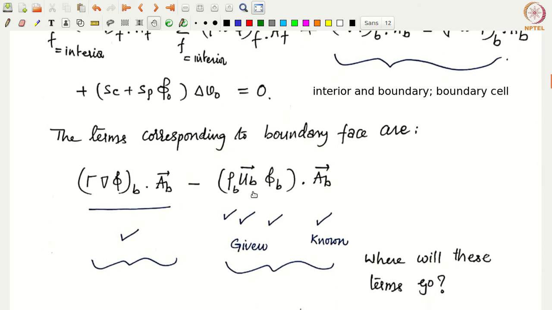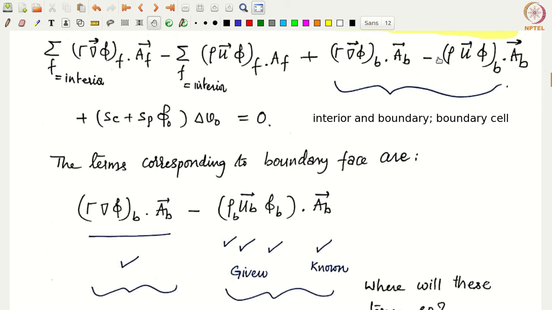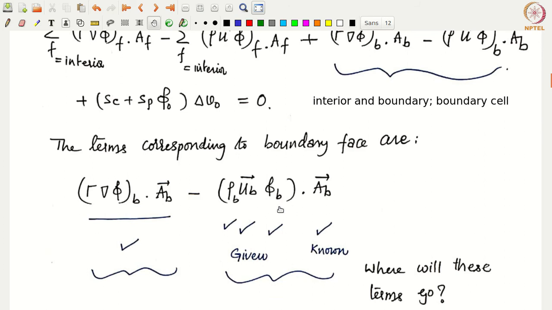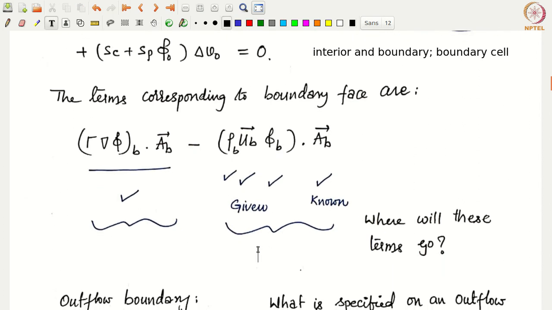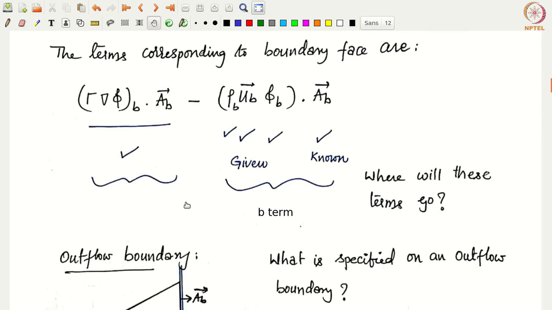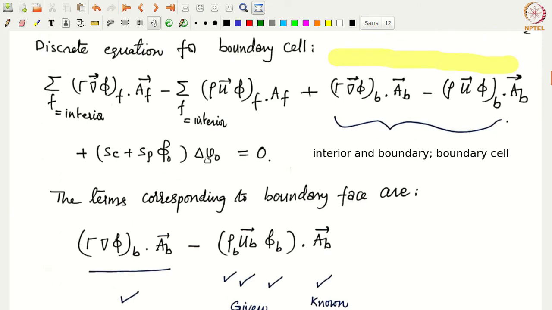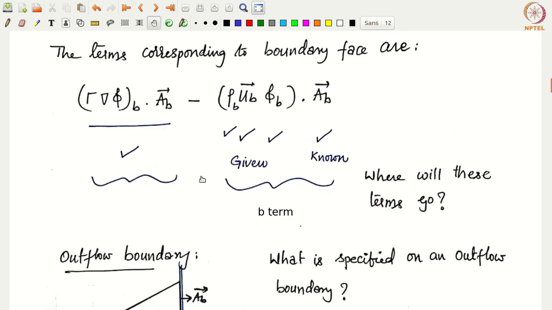Now what about the other term? Rho u b bar phi b dot ab bar, in which rho b, the density at the boundary, is known, velocity is known, phi is known, and ab bar is known, right? So essentially everything is known to us. We can just plug in the values and evaluate this term. Now where will this term go? Because everything is known, this term will go into the b term of the equations. In fact, even the diffusion term will go into the b term, isn't it? So everything will go into the b term. That is how we implement inflow boundary conditions for convection diffusion.